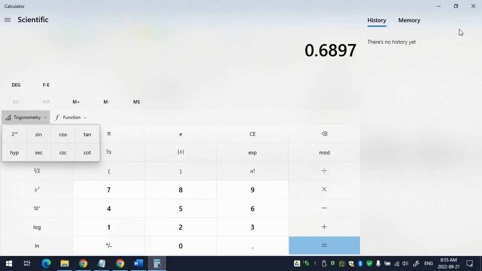Remember, I need to find the angle. I need to go backward. Whenever you want to go backward, you have to press what first? Second. Or what was the other choice for buttons? Shift. I don't have shift. I have second. Everyone, check out what's going to happen when I press second. Just keep looking at the screen.